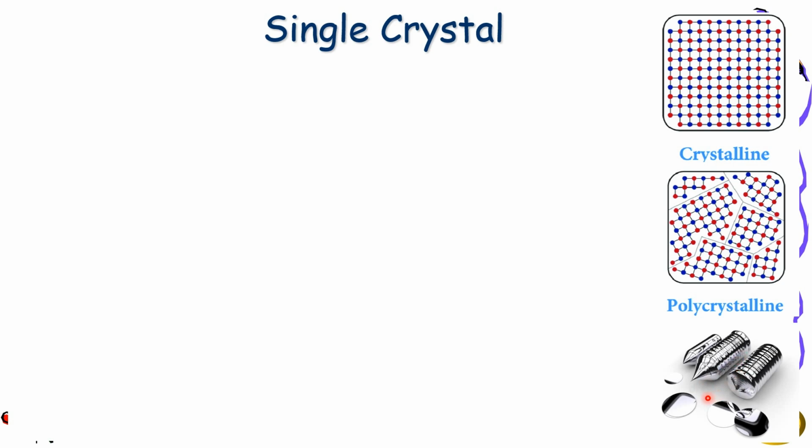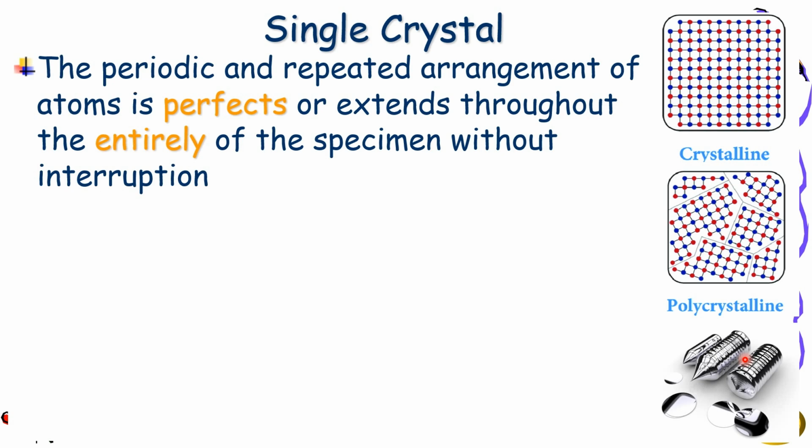And this is the ingot for a semiconductor; the wafer is from the ingot. The purity of this is all single crystal. It's perfect. The periodic and repeated arrangement of atoms is perfect, and it extends throughout the entirety of the space without interruption.